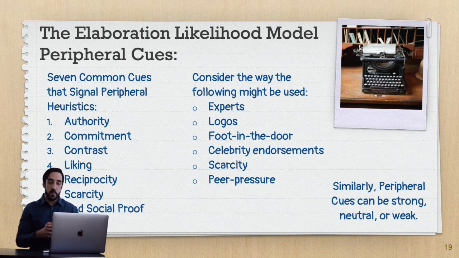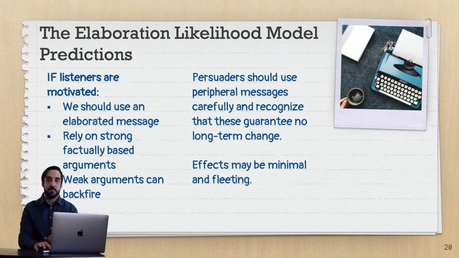Of course, you can think about the way that all sorts of expert advice is used, or logos are designed with various different contrasts, and different types of celebrity endorsements are used to emphasize liking, or things like scarcity are emphasized during times of need, or peer pressure is used to create forms of social proof. All of these indicate that peripheral cues can be pretty effective and can actually make strong, neutral, or weak arguments.